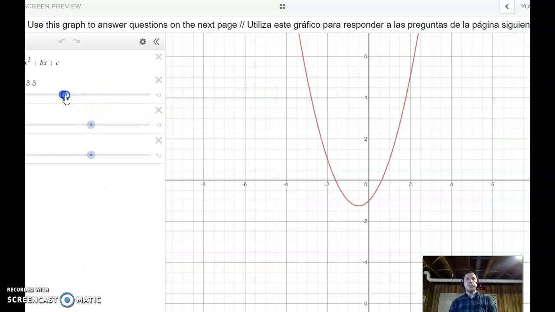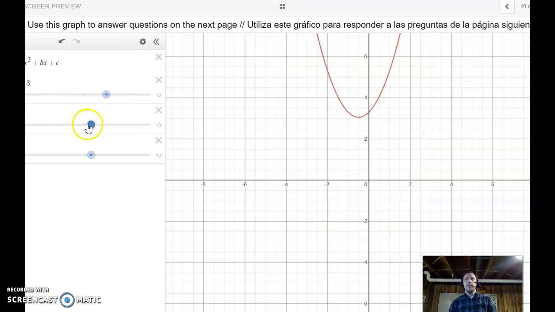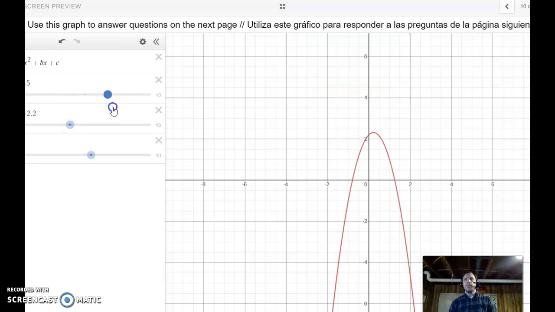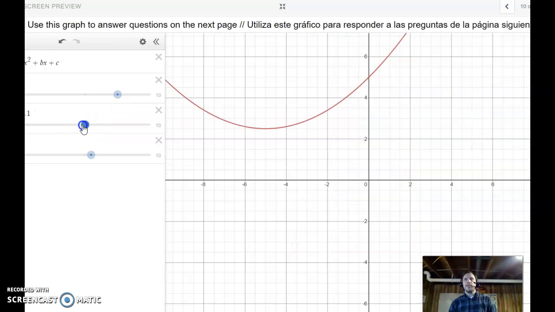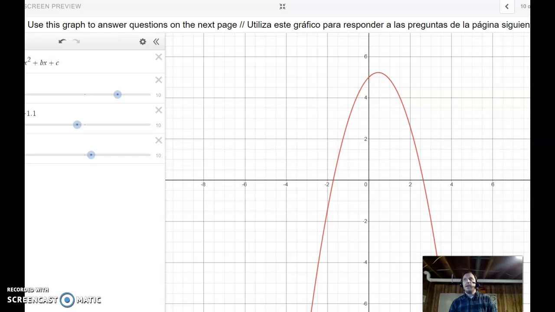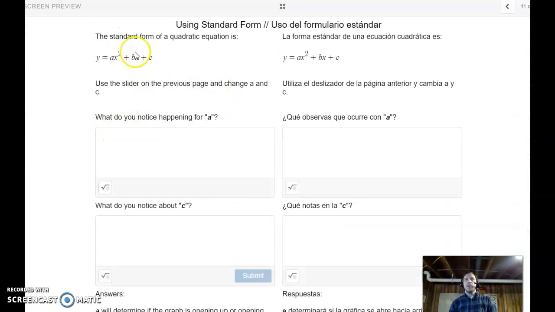All right, this next one I want you to play with the A and C sliders. So this top one's C, this bottom one's A. To remind you, what do A and C do when we move them up and down? So C moves the y-intercept up and down, and A either opens it up or down depending on its value. All right, and then you have a chance to answer these questions, what you notice about A and C.